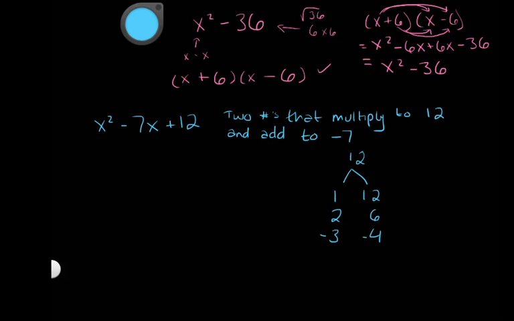Right? Negative 3 times negative 4 is positive 12. A negative times negative is a positive. Negative 3 plus negative 4 is negative 7. So this works. We had to be careful here in that we have to have negatives for this to work. So if we know that those are our numbers, we can write our answer here.